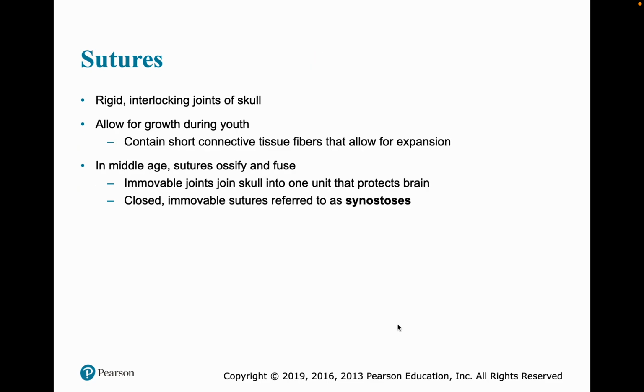Sutures you saw when you looked at the bones of the skull. They are rigid interlocking joints of the skull. They do allow for some growth during youth. They contain short connective tissue fibers that expand a little. By middle age, those sutures begin to ossify and fuse and become completely immovable joints to join the skull into one unit that's protecting the brain. Those closed, immovable sutures are synostoses.